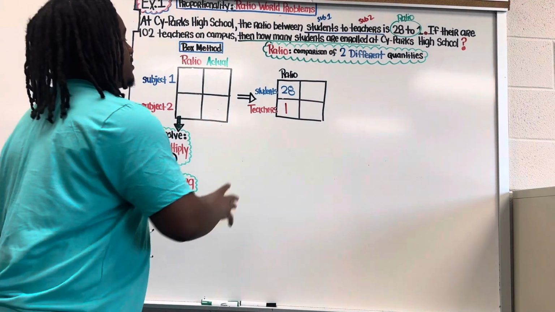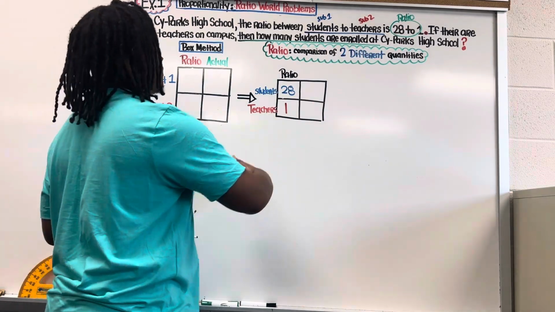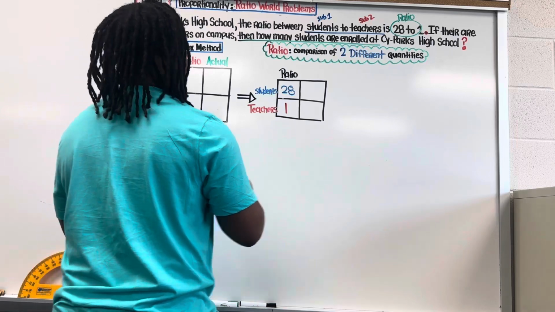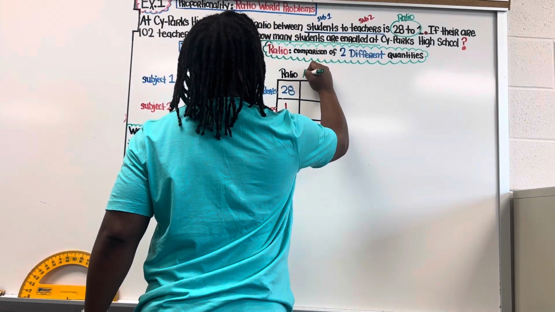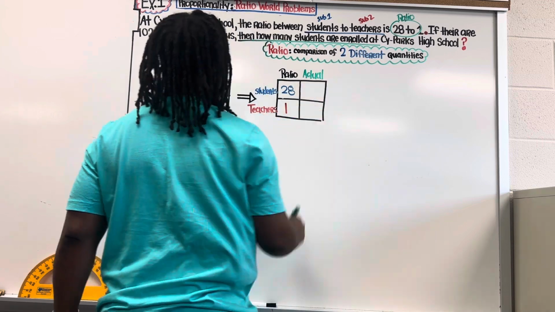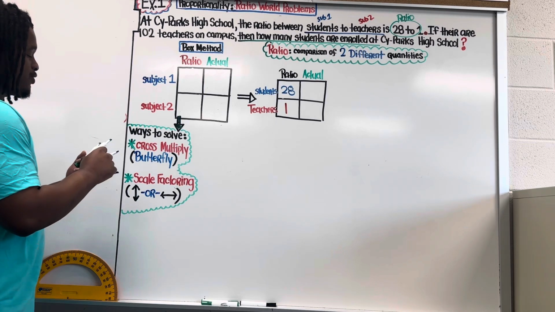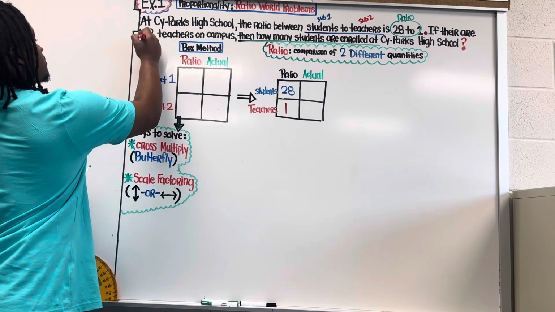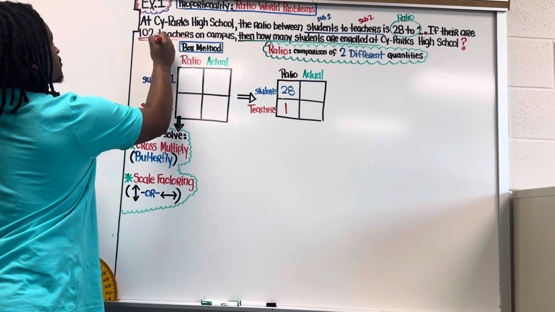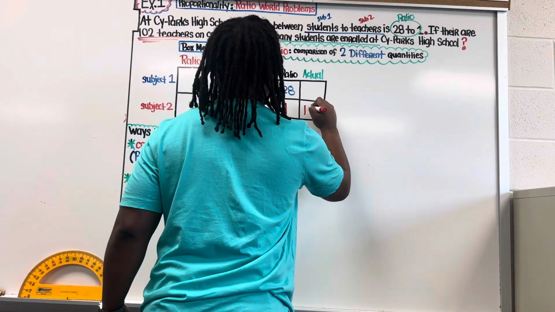Now, remember, this is just the ratio, the comparison of the quantities in its simplest form, but the next column is gonna be the actual quantity, right? The actual number of students and the actual number of teachers, all right? They gave us the actual number of teachers, which is right here, guys. The actual number of teachers that work at Cy Parks is 102 teachers, all right? So I'm gonna put 102.